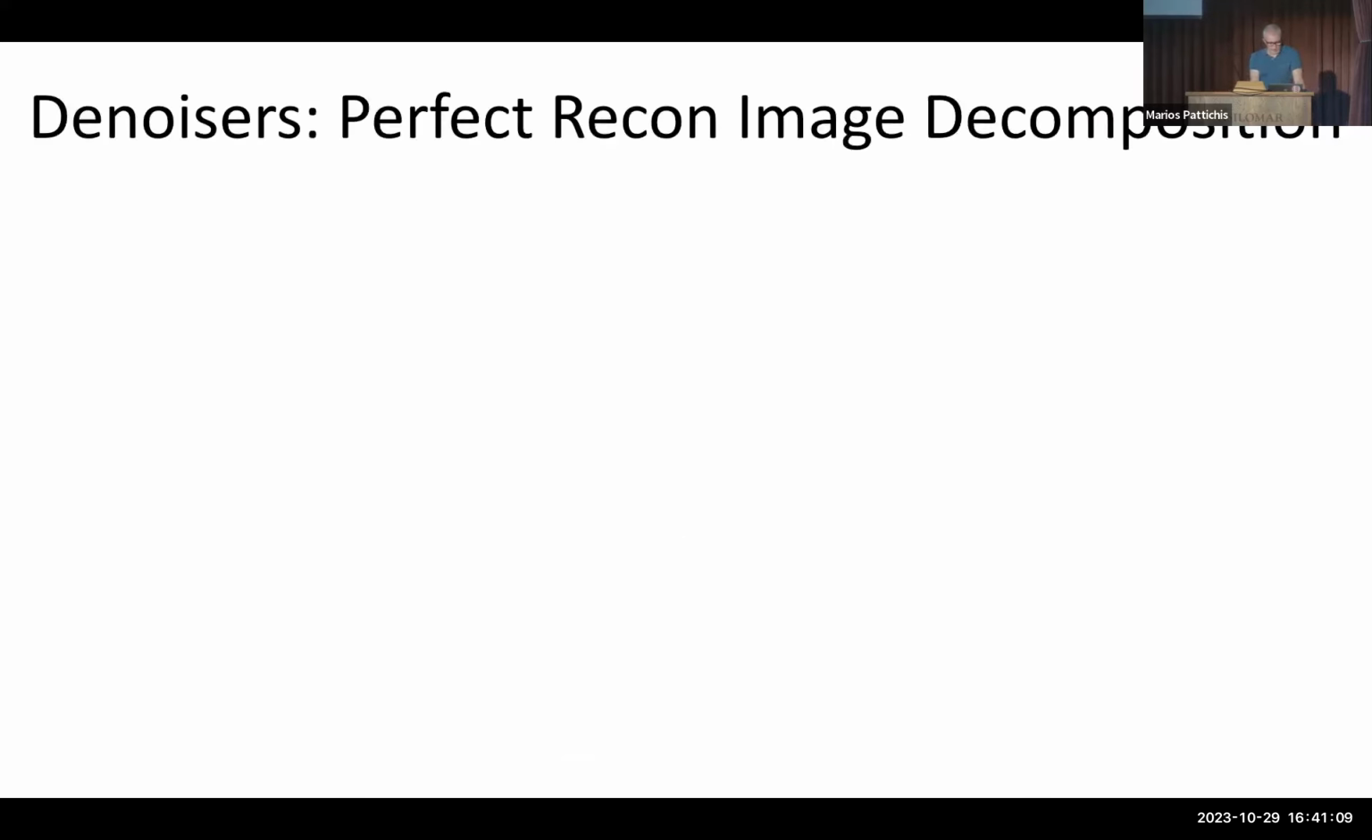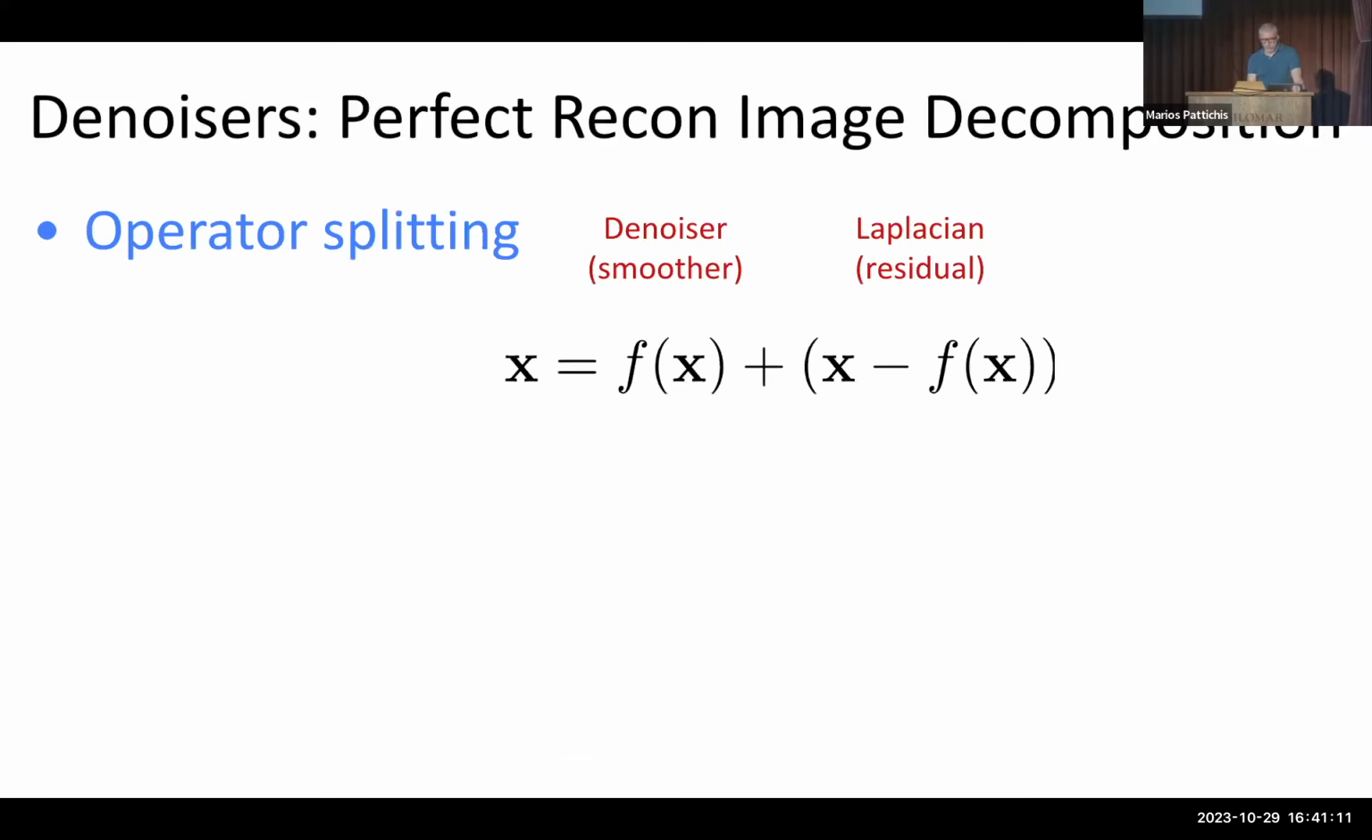So think about it the following way. Suppose you have a denoiser that you like, it performs well, and you can apply it to an image, this f of x that you see here. You can write x as a decomposition of the denoiser applied to it, the smoother, plus what's left over. What's left over we call the residual. As you'll see later, I'll call it also a Laplacian. That'll become clear in the proper context.